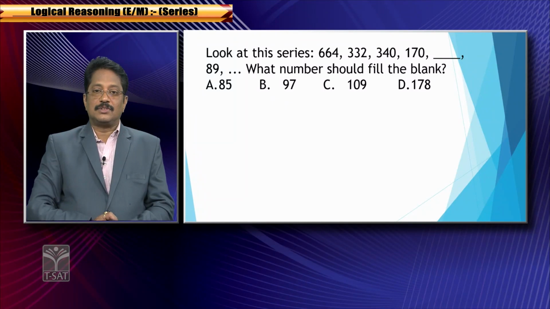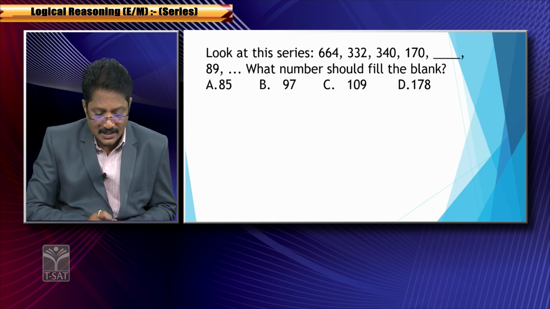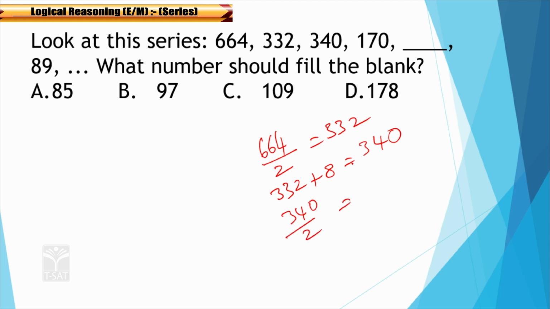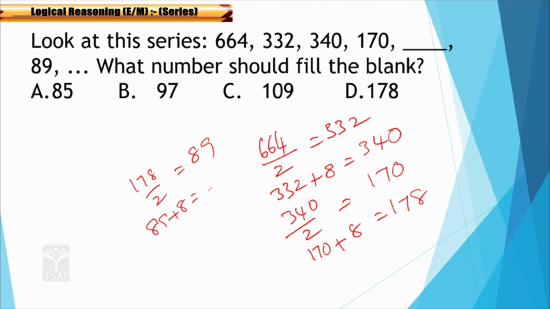Now here: 664, 332, 340, 170, blank, 89. What number should fill the blank? This question comes here. Now verify. 664, when you divide with 2, you will get 332. Correct? Next, 332 added with 8 becomes 340. 340 divided by 2 is 170. Next, 170 added with 8 is 178. Then 178 divided by 2 is 89. Then 89 added with 8 is 97.